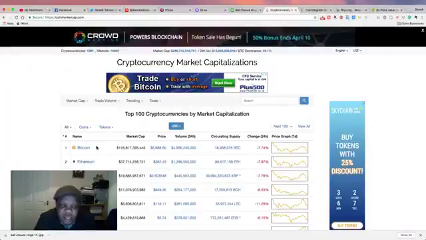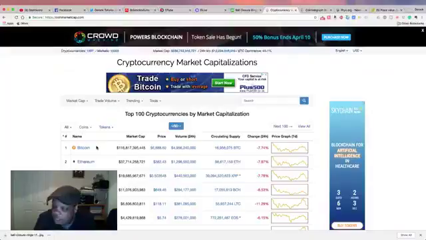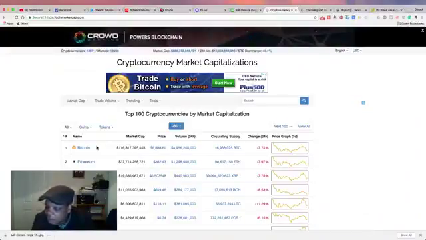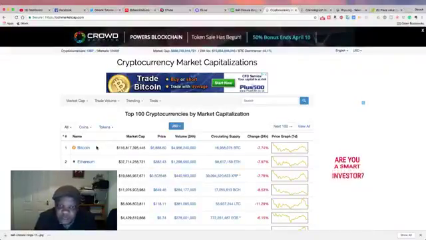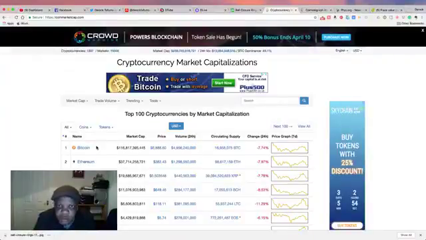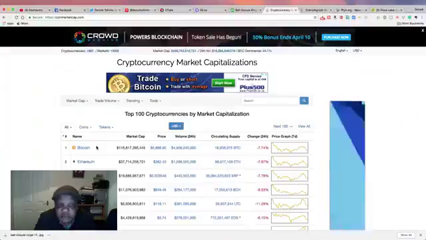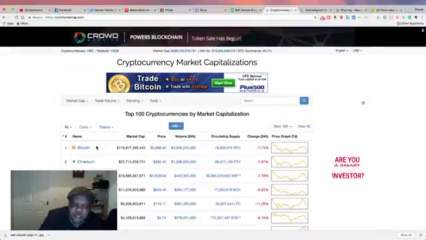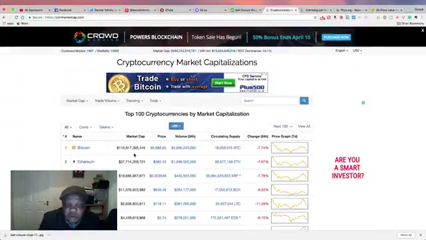So what does that mean? It means that it has actually been able to, not surpass, but maybe surpass some of the budgets of some countries even. Okay, so that's the market cap for Bitcoin.